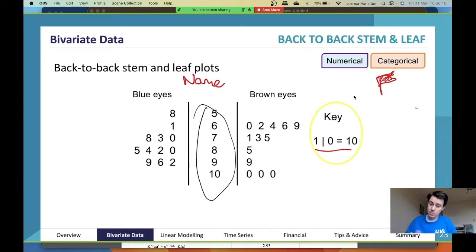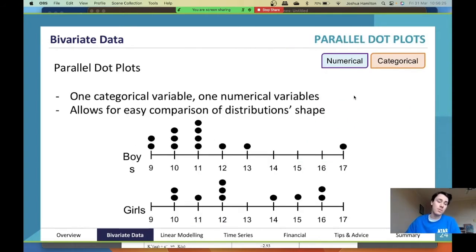And again, key is really important. You need to have a key, especially for these ones, because 1, 0 could mean 100, could mean 10. It doesn't really tell you. So one categorical variable, one numerical variable, and you have to have them on the same axis again for parallel dot plots. What I mean by that is, you need to have the 9s lining up, the 10s lining up, the 11s, the 12s, the 13s, the 14s, the 15s, the 16s.